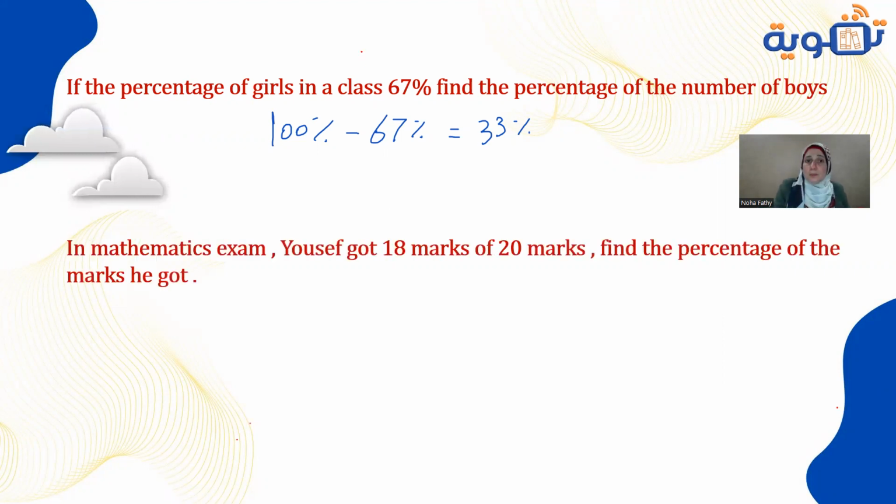In a mathematics exam, Yusuf got 18 marks out of 20. So 18 of 20 means 18 over 20. Find the percentage: multiply by 100%. Keep the percent in the result, then multiply, which equals 90%. Or you can multiply both numerator and denominator by 5 to change 20 to 100.